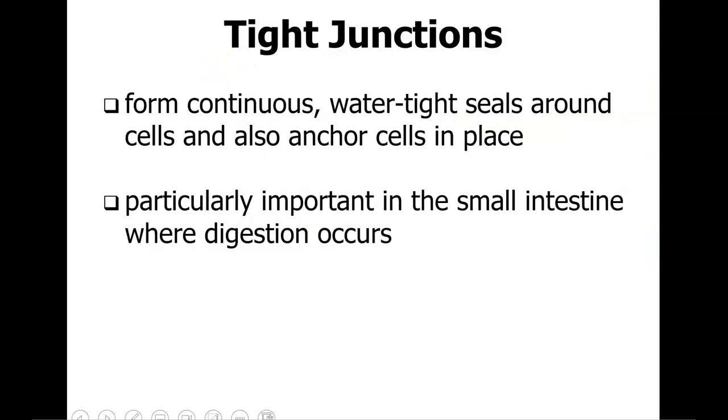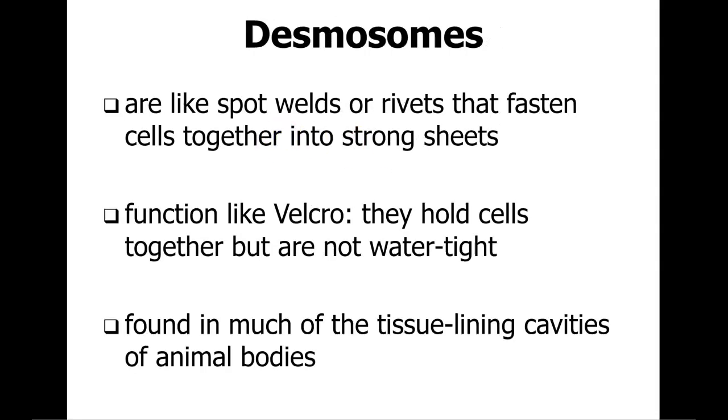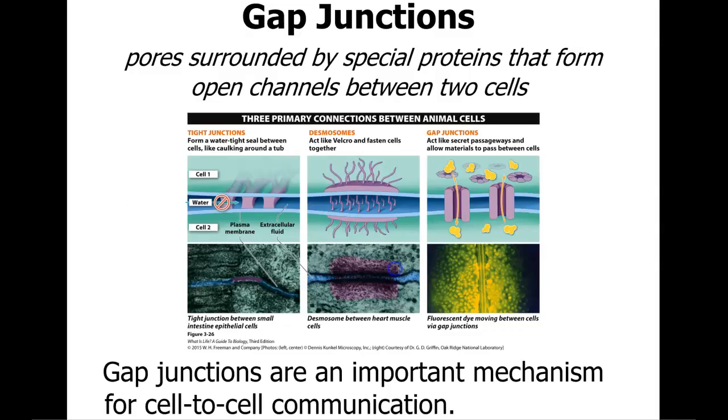So tight junctions, like we said, they form continuous watertight seals around cells and anchor the cells in place. Particularly important in small intestines where digestion occurs, also in the stomach and in the bladder. Desmosomes are going to be like spot welds or rivets that fasten cells together into strong sheets. They function like Velcro, holding the cells together, but they're not going to be watertight. This is going to be found in much of the tissue lining cavities and of the animals' bodies.